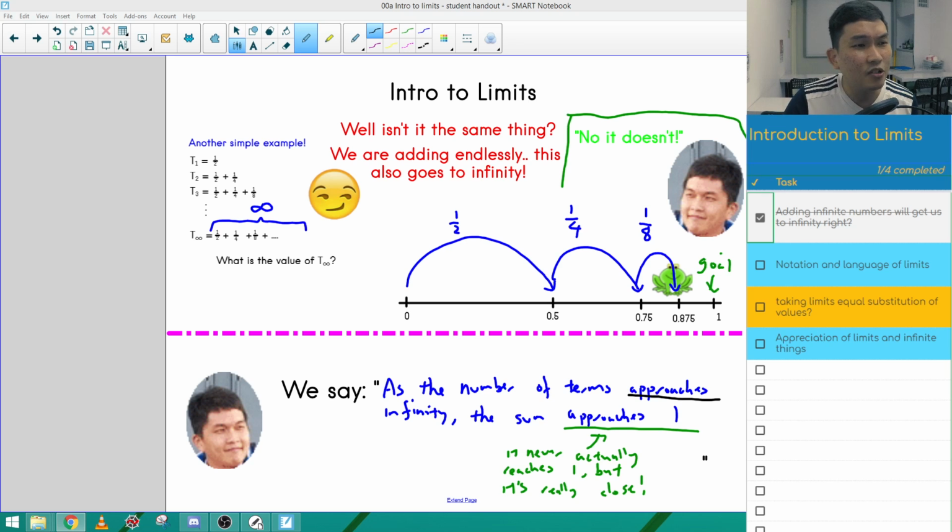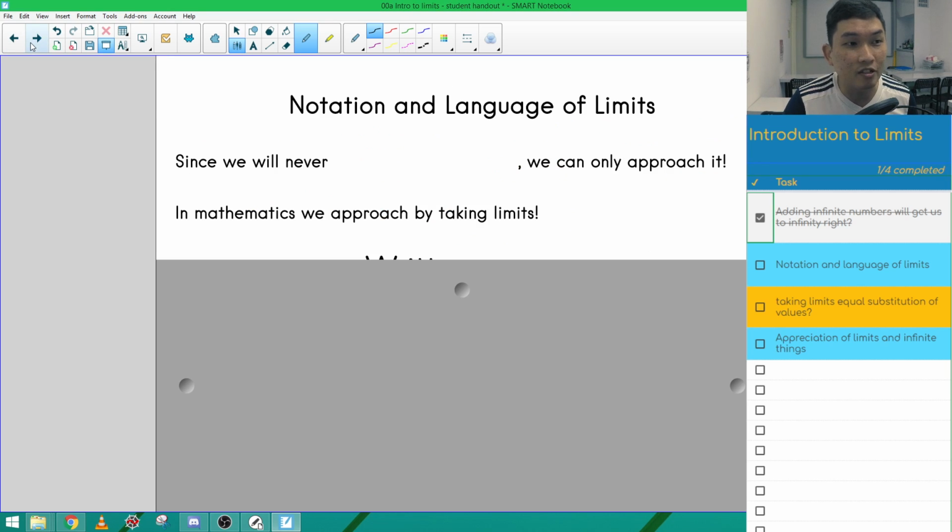All right. So with that, I want to move on to the notation and language of limits. Because as you study mathematics, you have to write, you have to read, you have to ask questions. Of course, you need to learn how to write it or learn how to say it. Therefore, you can exchange ideas, you can ask your teachers, you can do practice questions.